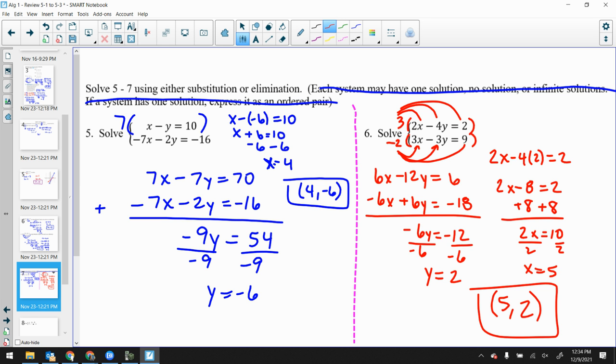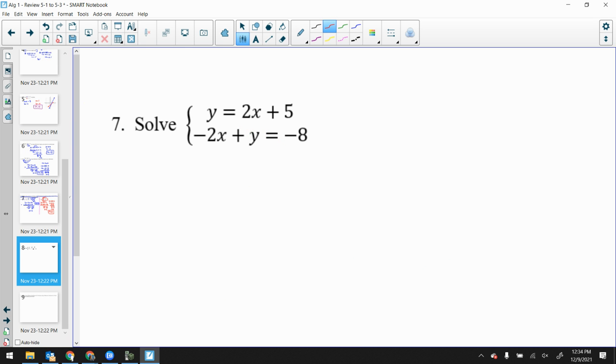You've gotta start thinking, not only how to do the problems, but what is the best route to take? Substitution, elimination, whatever I need to do. Now I have to change mine a little bit. Don't yours say 3x plus 5 on the top? Yeah. Okay, there we go.